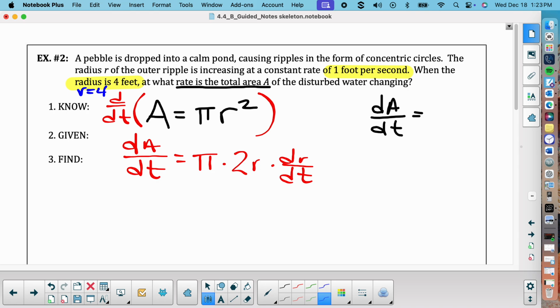Now, if you want to include the label, you can. It's kind of iffy if AP is particular about that, because sometimes they are and sometimes they're not. For right now, I'm not going to do labeling because I would rather focus on the problem. As you get better at these problems, I'll do more of the labels. Okay, so the radius is 4 feet.